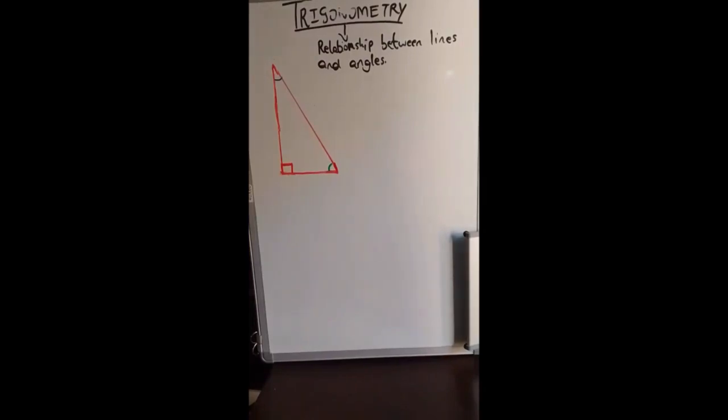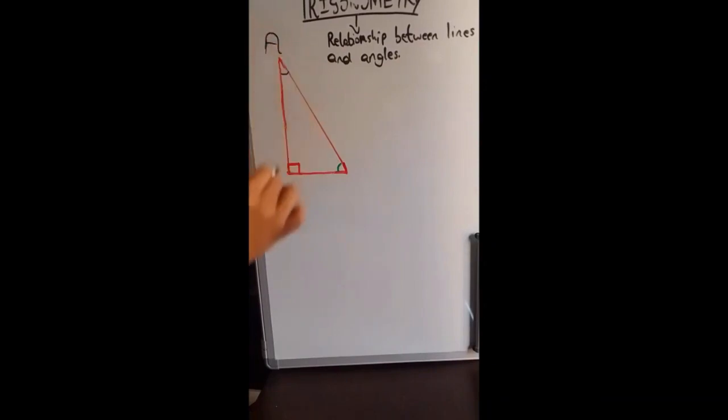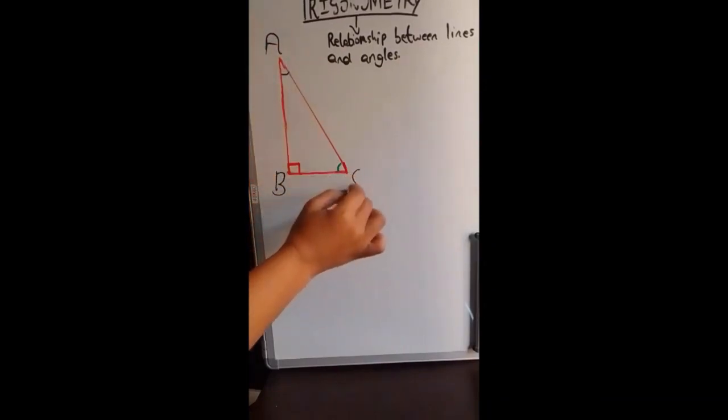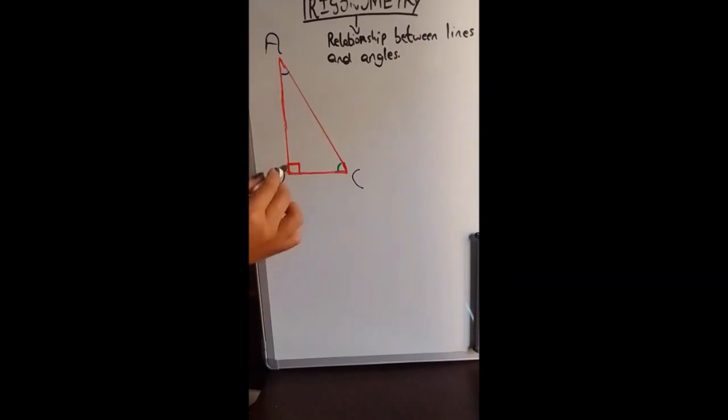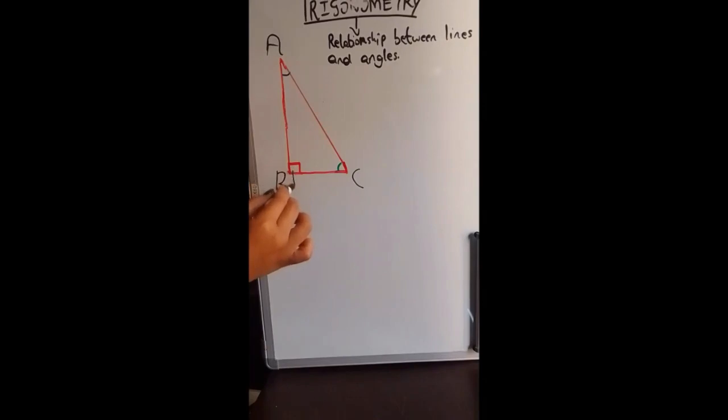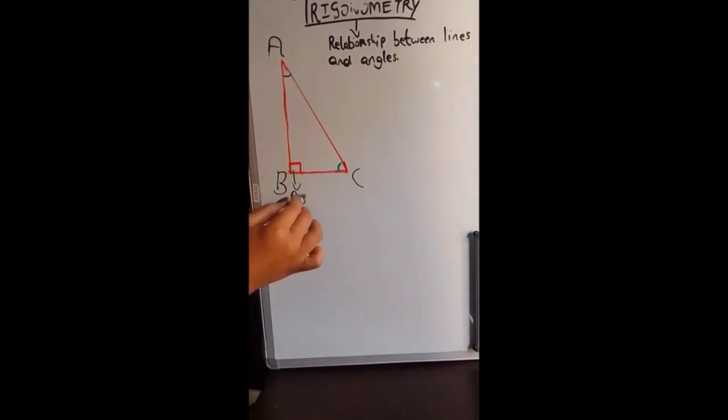All right, in this lesson, we are studying trigonometry. Trigonometry is a relationship between lines and angles. What do we mean by lines and angles? You will see here, I have a triangle that is called a right-angled triangle. We're going to name this triangle ABC. It's a right-angled triangle because of the square at the center, meaning it makes an angle of 90 degrees.